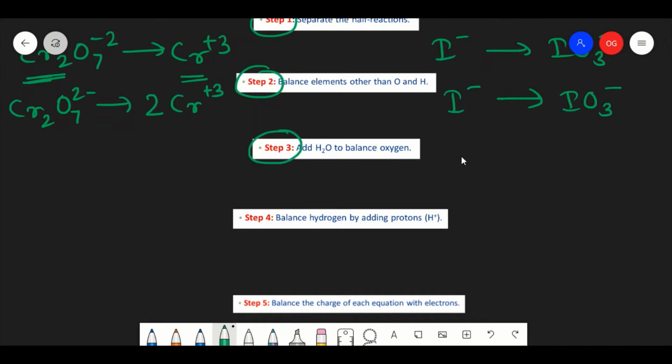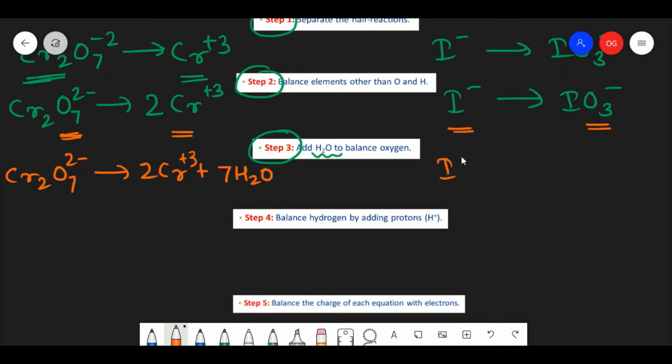In step 3 we have to add water to balance oxygen. Here I can see that there are 7 oxygens, but here there is no oxygen. Here also on the right hand side we have 3 oxygens, but here there is no oxygen. So to add these 7 oxygens on the right hand side, what I have to do is add 7 water molecules over here. Same way I have to add 3 water molecules to balance the 3 oxygens on the right hand side.